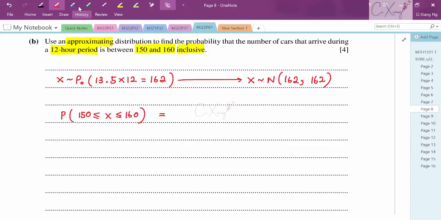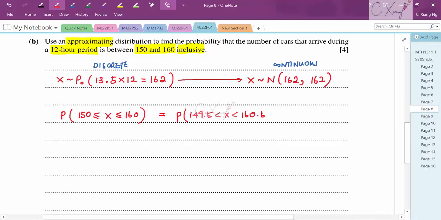Okay, so now we are changing from Poisson to normal distribution. Poisson is discrete and the normal is continuous. Therefore, we should apply continuity correction before we calculate the probability. So the first step here, I will apply the continuity correction. Okay, so 150, you should put it as 149.5. And then 160, you should put it as 160.5. So this step is the continuity correction.